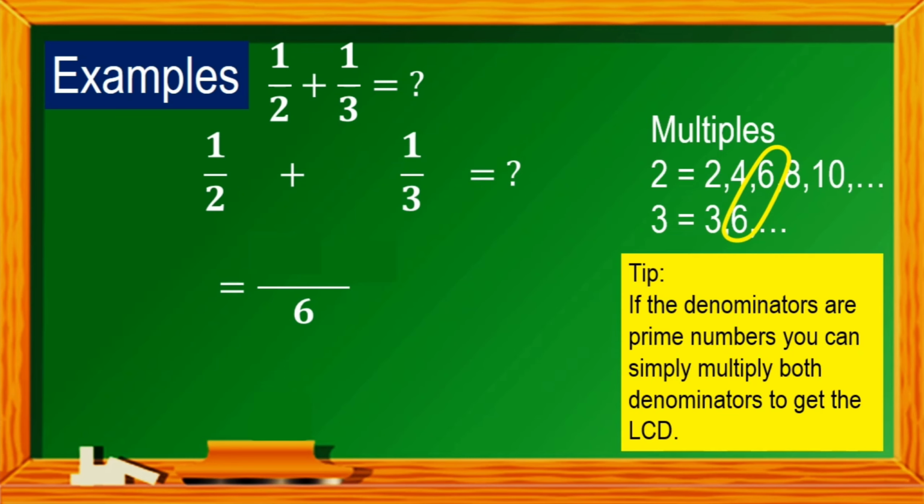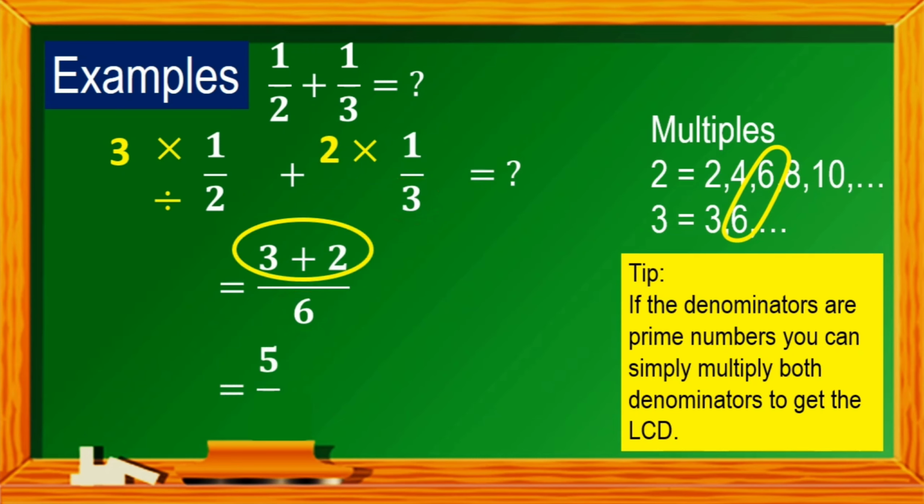Next, divide the LCD with the denominator and multiply to the numerator to get the equivalent fraction. 6 divided by 2 is 3, times 1 is 3, plus 6 divided by 3 is 2, times 1 is 2. 3 plus 2 is 5. Copy the denominator, 6. We got 5/6. This cannot be reduced, so this is our final answer.